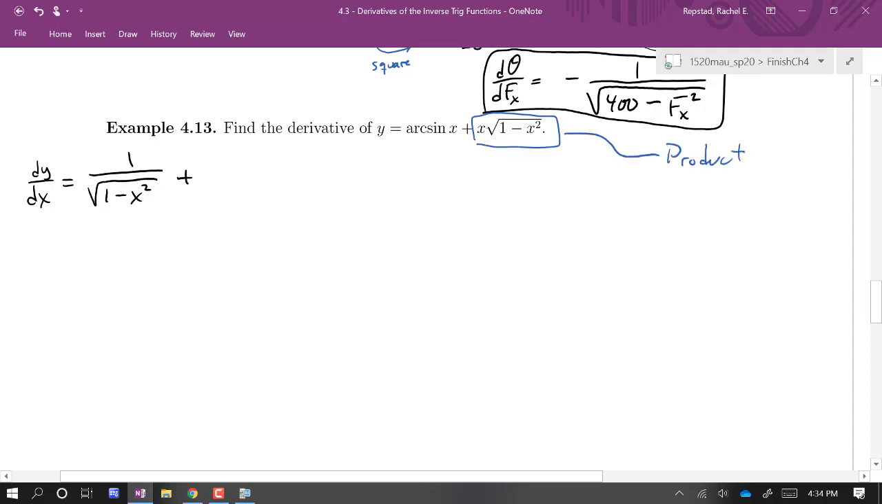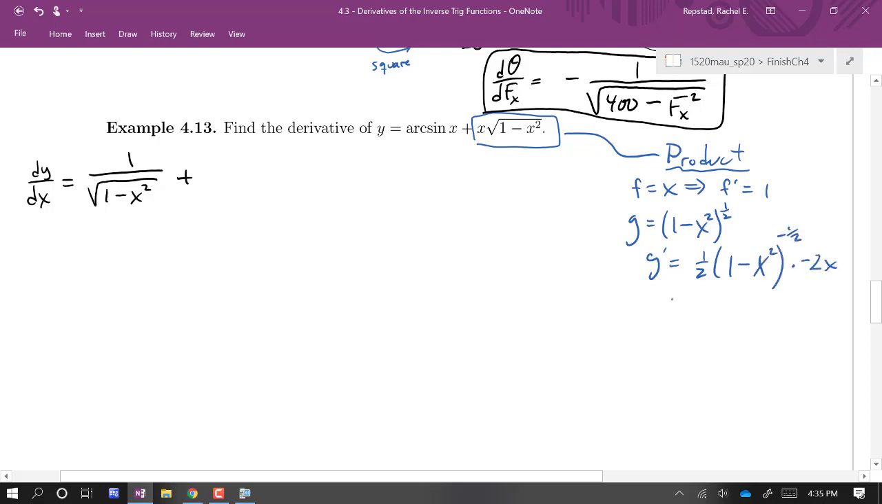So let's set this up. And we've done product rules on this, right? This is the type of function that we would work with back in chapter 2. So our f function is x, which means f prime is 1. Our g function is 1 minus x squared to the 1/2. So g prime is, using the power rule, 1/2 times 1 minus x squared to the negative 1/2 times negative 2x, so we could simplify that as negative x times 1 minus x squared to the negative 1/2.